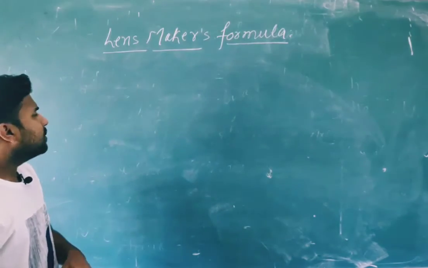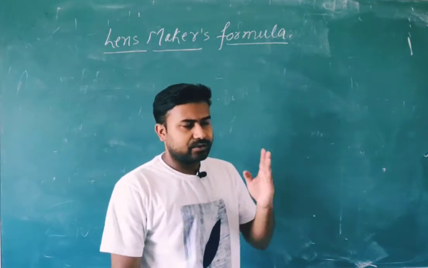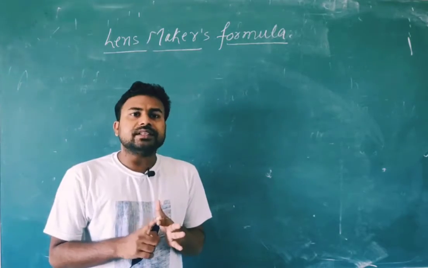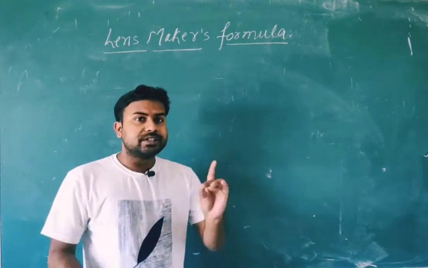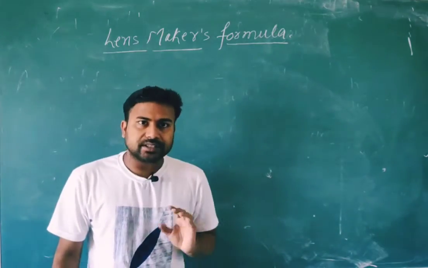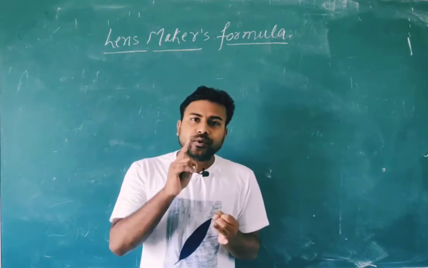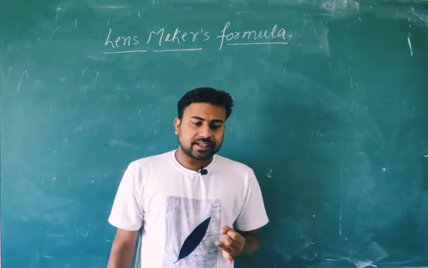Before starting this lens maker formula, we have to make some assumptions. Those assumptions are: first, the lens is very thin. I am telling you the four assumptions point-wise. First, the lens is very thin. Second, the point object is situated at the principal axis.